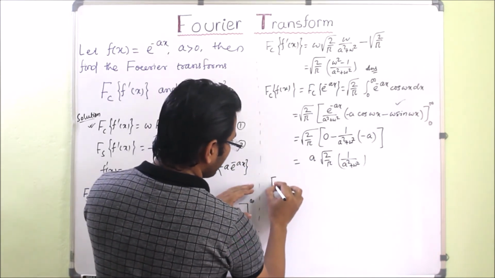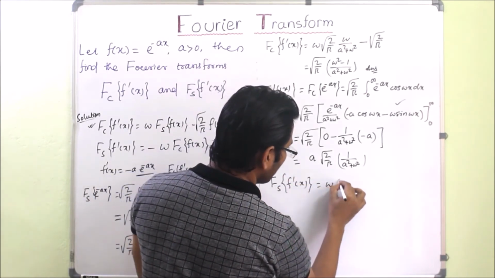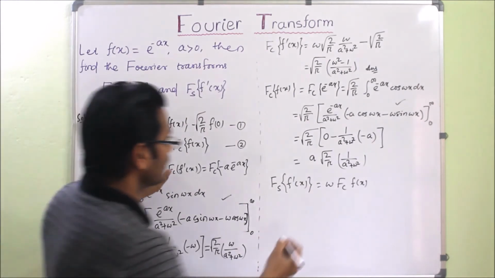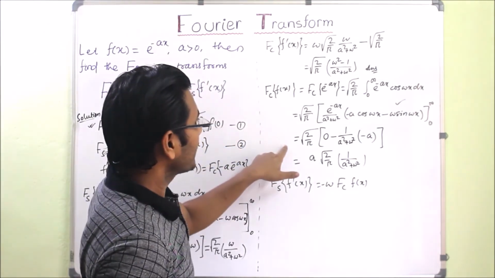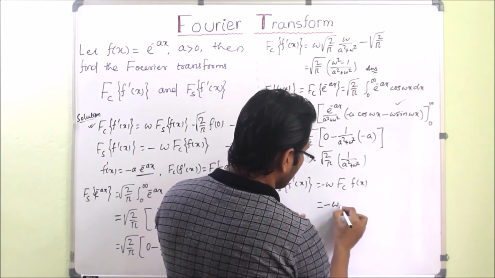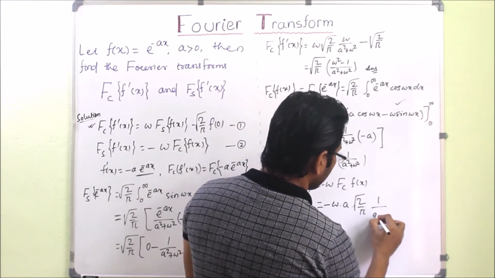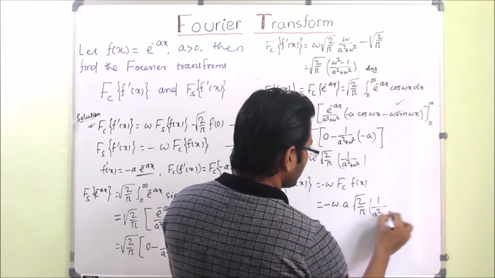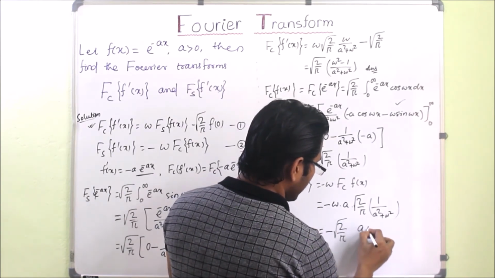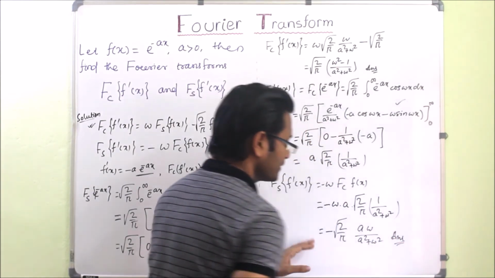Now we need what? Fourier sine of f dash x. So Fourier sine of f dash x is minus w Fc of f of x. Sorry, the minus sign is there, so we have to put the minus sign. Then what will happen? So minus w into a into square root of 2 by pi 1 by a square plus w square. So if we simplify, again it will be minus square root of 2 by pi whole into aw by a square plus w square. So this will be our answer.